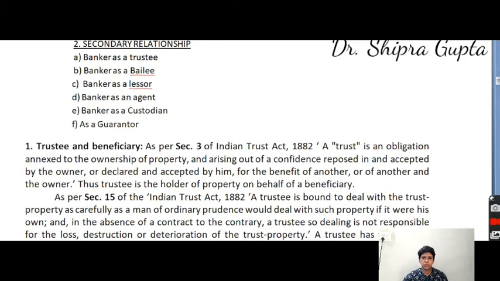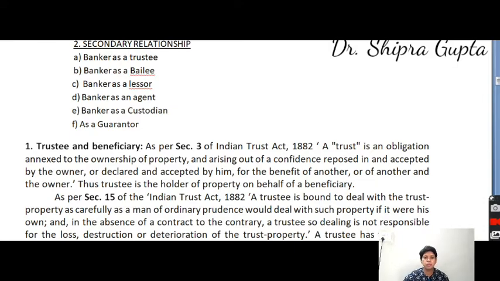Secondary relationship can be in different forms, for example banker as a trustee and customer as a beneficiary. How can it be created? A trust is an obligation annexed to the ownership of property and arising out of a confidence reposed in and accepted by the owner, or declared and accepted by him. It means when a customer deposits his money or securities, or secures his documents in a locker account, then the banker works as a trustee and the customer is a beneficiary.